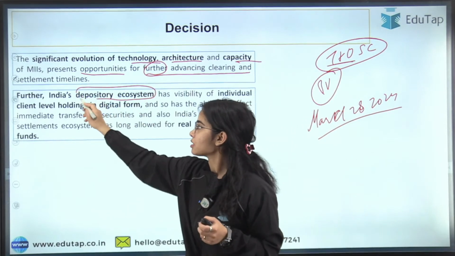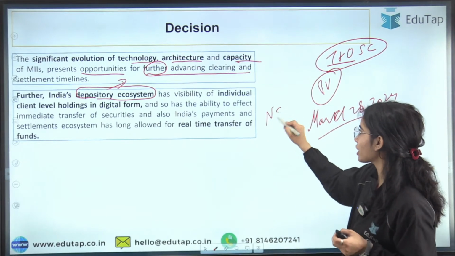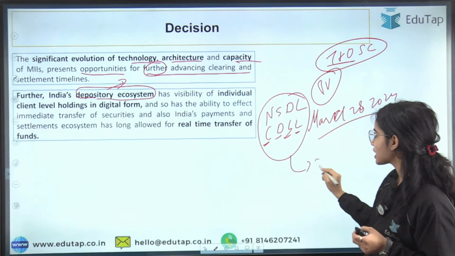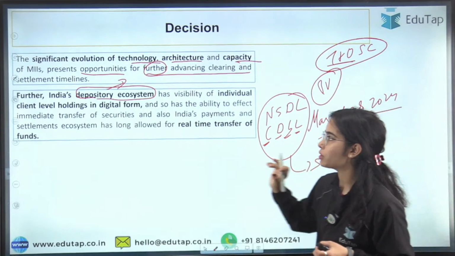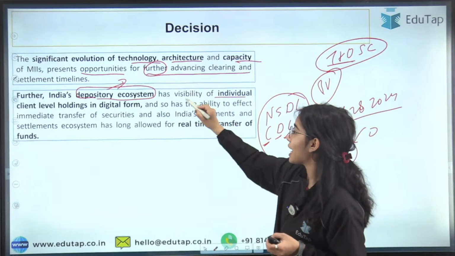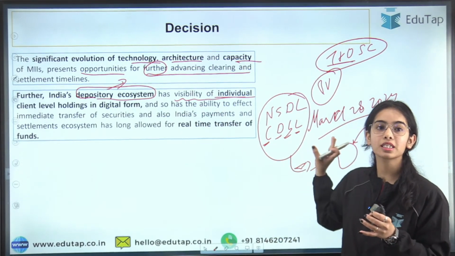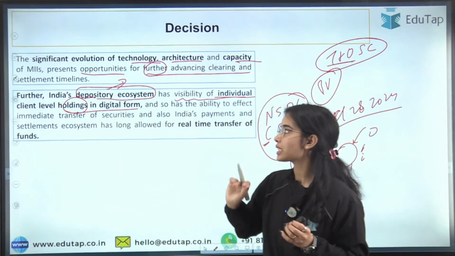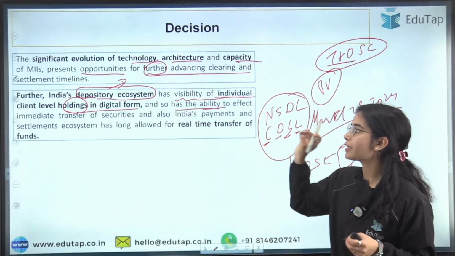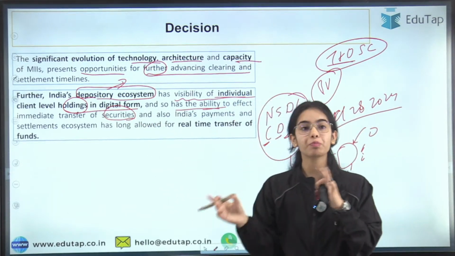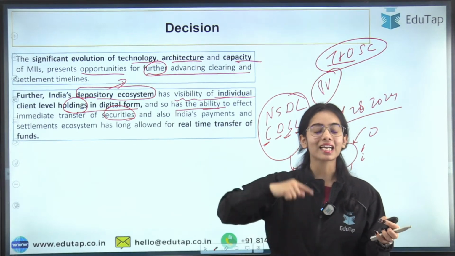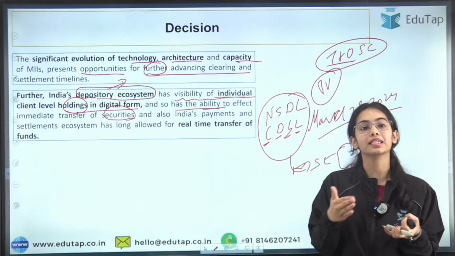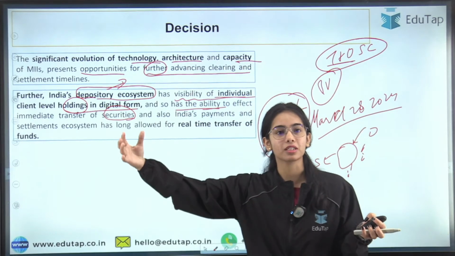Further, India's depository ecosystem. The depositories, that is the National Securities Depository Limited and the Central Depository Services Limited, keep our securities, our stocks, our shares in demat form. So the depository ecosystem in India has visibility of individual client-level holdings in digital form, and so has the ability to effect the immediate transfer of securities from one person to another. They know that, okay, Kritika has a particular security and it has to be transferred to, let's say, Ram. So the transaction can happen very easily, because the depositories can easily transfer the security from my account to some other person's account.